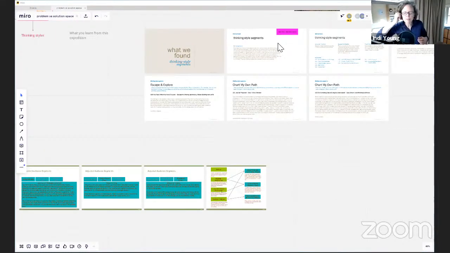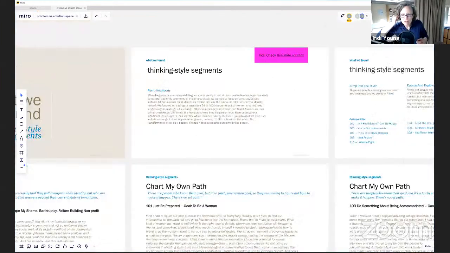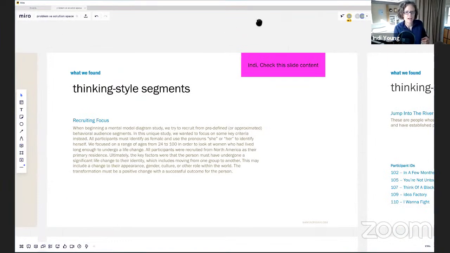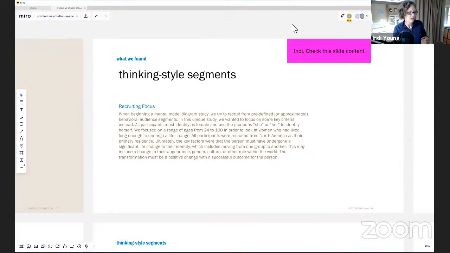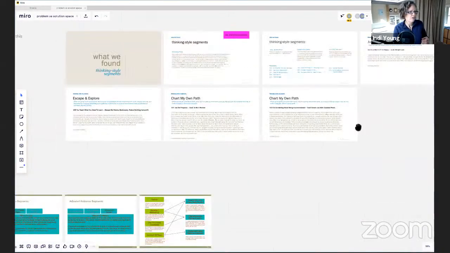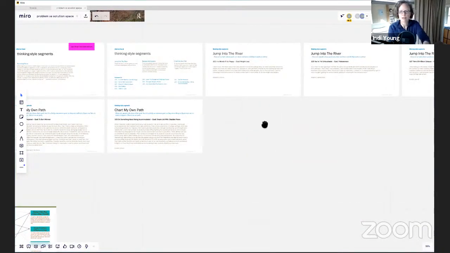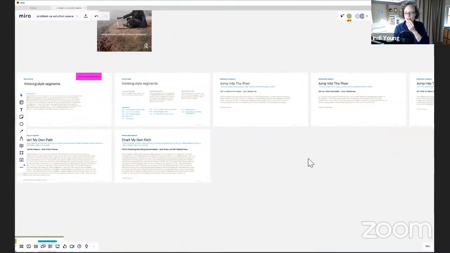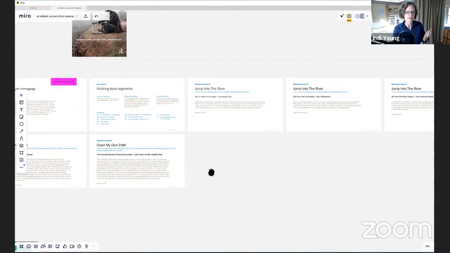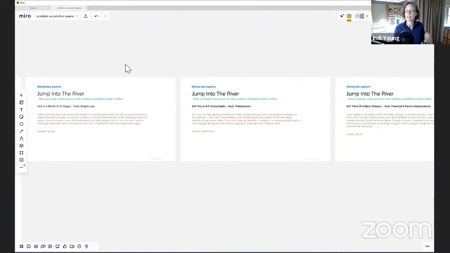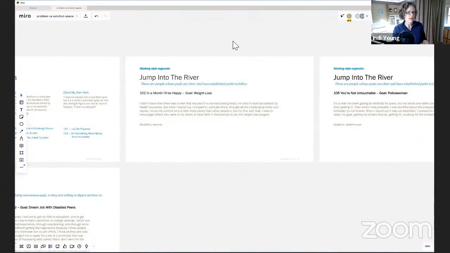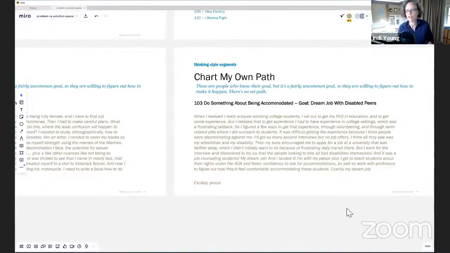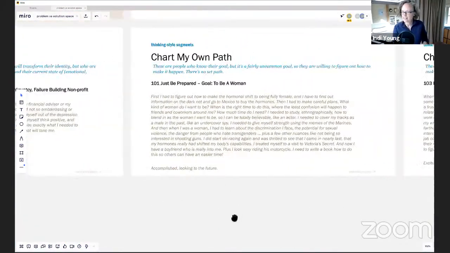Yeah, there you go. And so if you zoom in to one of the later images, we've got at the bottom, those last three on the bottom there: jump into the river, escape and explore, and chart my own path. Those are the three thinking styles that came out of personal identity change. And the chart my own path was, there were a couple of people who were making an identity change that no one else had done at the time.